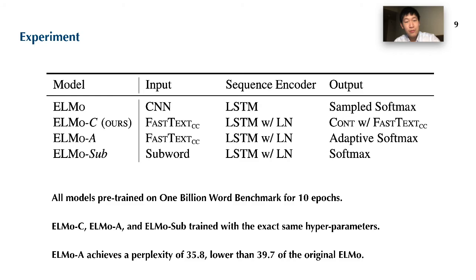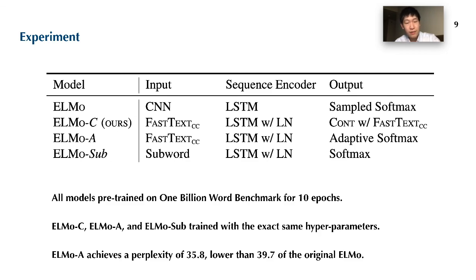Thus, we introduce our model, ELMo-C, which means ELMo with continuous output layer. We use fastText embedding trained on Common Crawl as a pre-trained word embedding, which we denote as fastText CC. In addition to replacing the softmax layer, we made a few slight changes to ELMo that we find beneficial. First, the original ELMo has CNN as the input layer, and for computational efficiency, we use the aforementioned fastText embedding as our input layer. We also add layer normalization between LSTM layers.